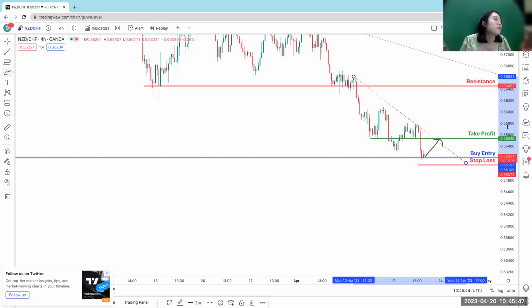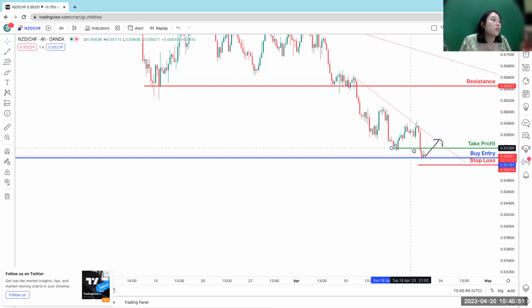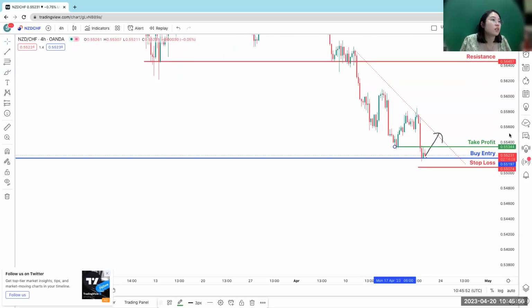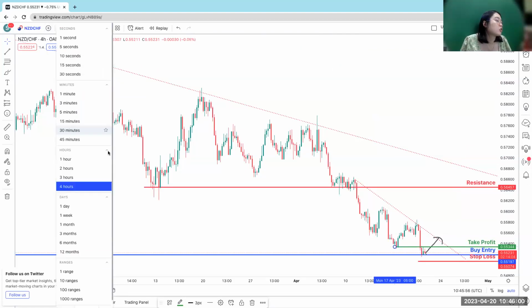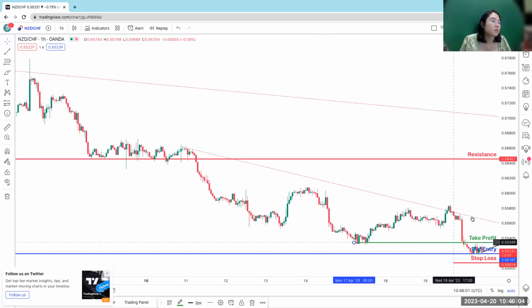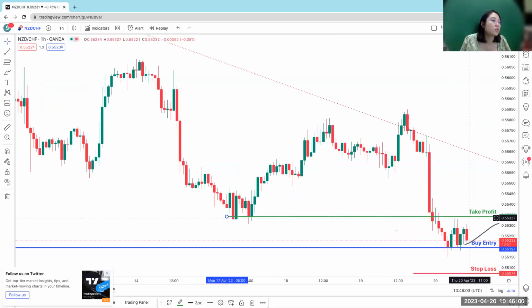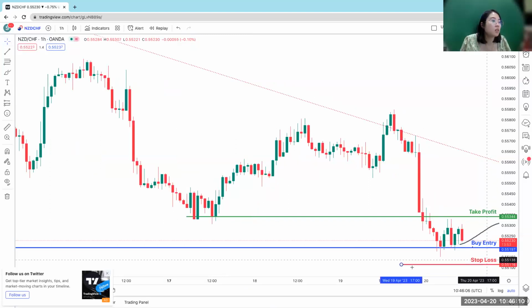If you want to be safer, you can just do a very, very short trade. Then this will be a scalping kind of trade already. Okay, I'm gonna move my stop loss a bit higher.